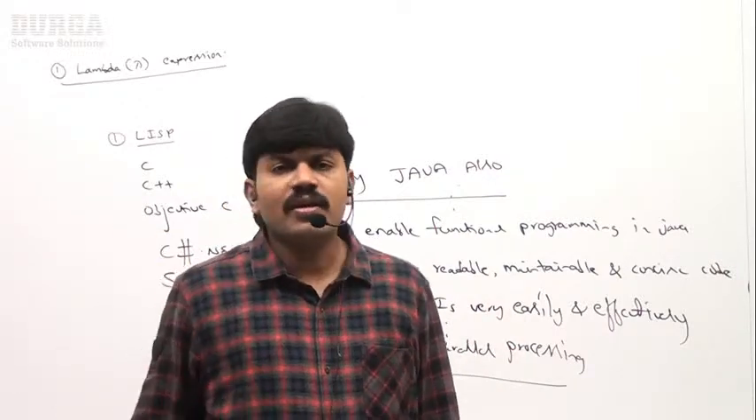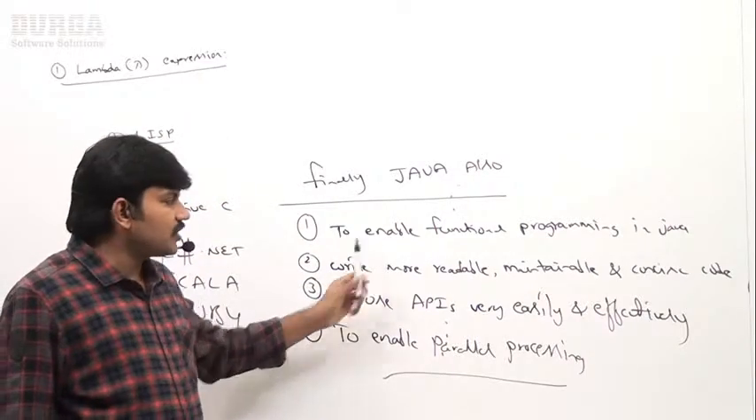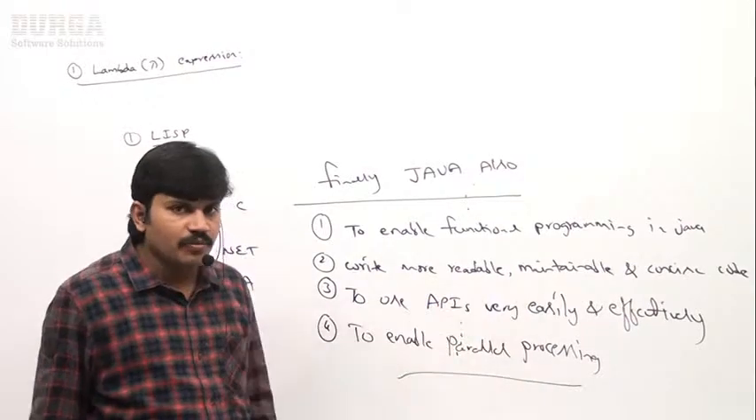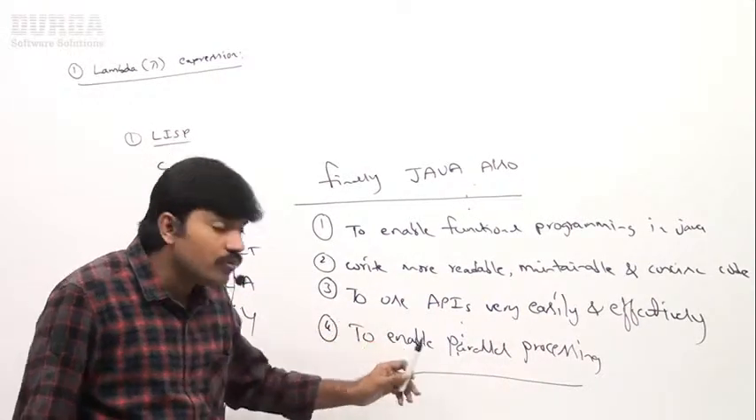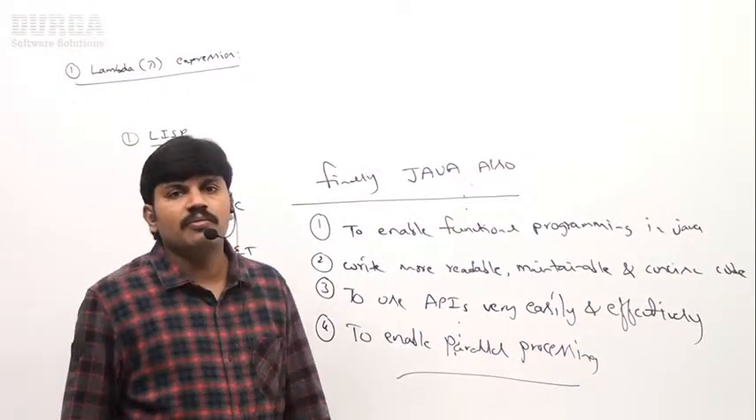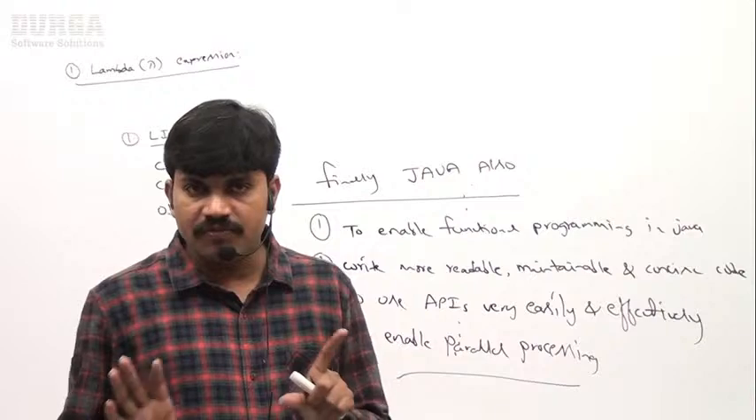Next, what are the various benefits of lambda expression? To enable functional programming, to write more readable, maintainable and concise code. Next, to use APIs very easily and effectively. Next, to enable parallel processing. Compulsorily we should go for lambda expressions at a very top level.